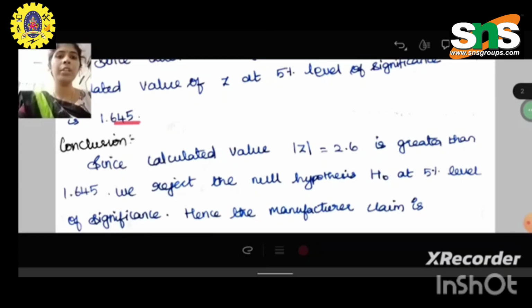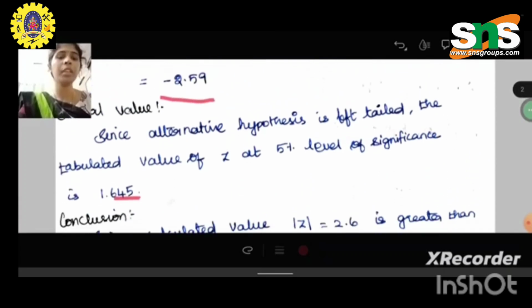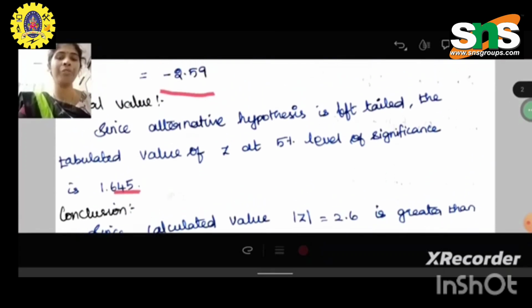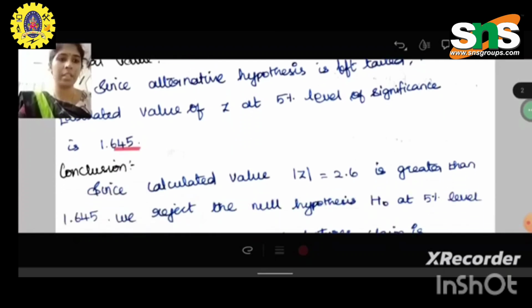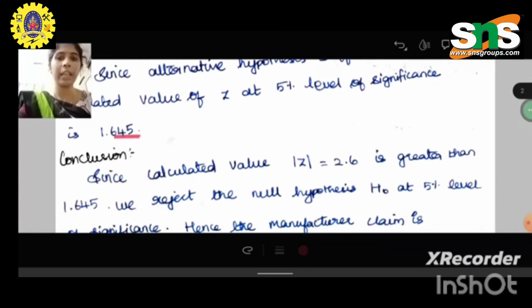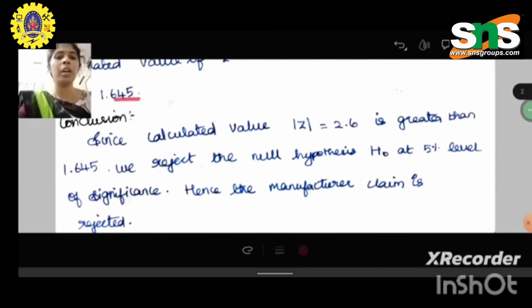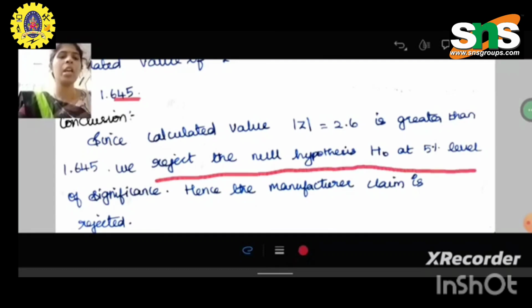Here the calculated value is 2.59. We are rounding it off, so we get 2.6, which is greater than the table value, which is 1.645. That is, modulus of z cal is greater than modulus of z tab. When the calculated value is greater than the table value, we will reject the null hypothesis. Therefore we are rejecting the null hypothesis H0 at 5% level of significance. That is, the manufacturer's claim is rejected.